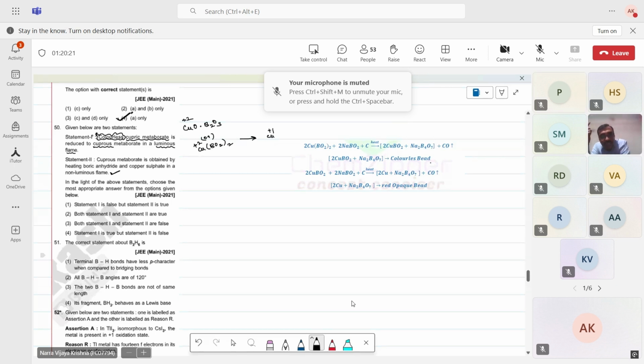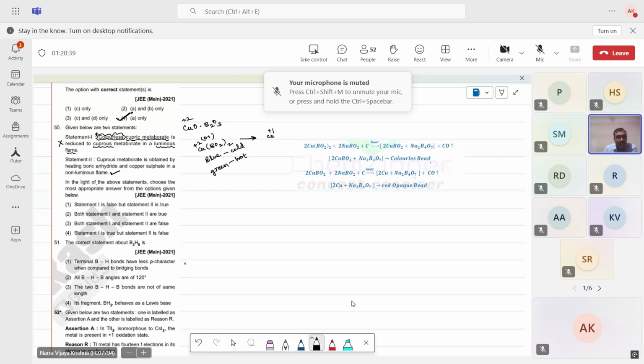The cupric metaborate color is blue, no? Blue or green? Blue at cold conditions and green at hot conditions, correct? So that word colorless is wrong. That's why statement 1 is wrong.